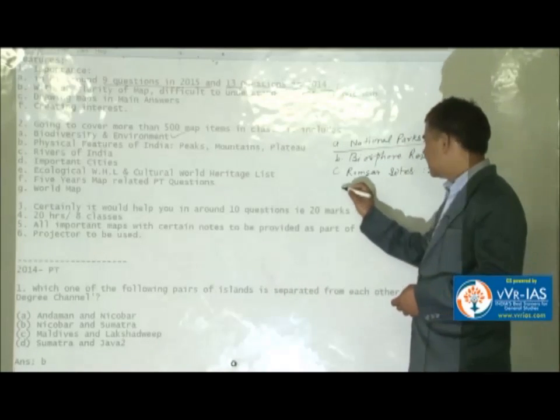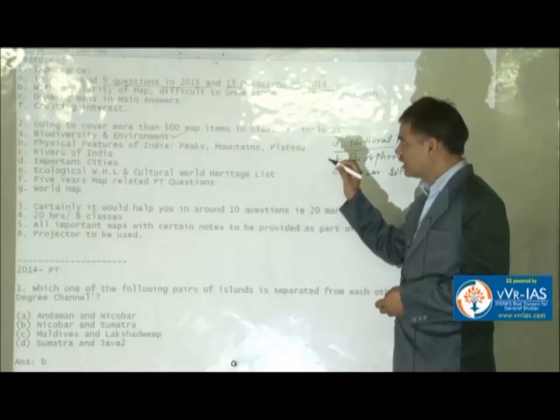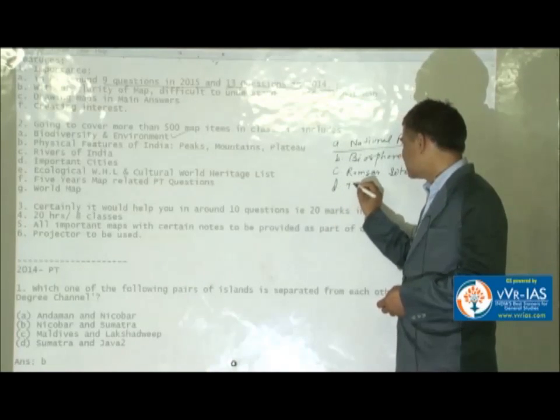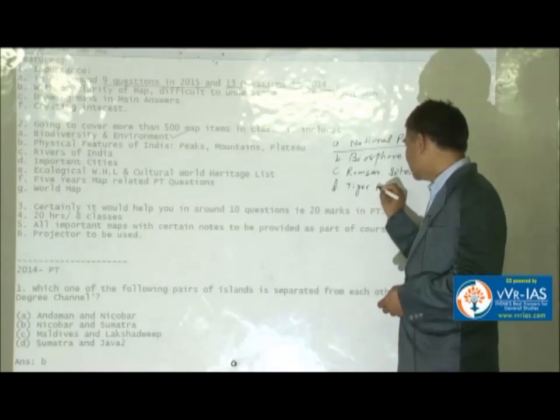Apart from the Ramsar sites, the most important item in biodiversity and the environment is the tiger reserves of India. Tiger reserves.